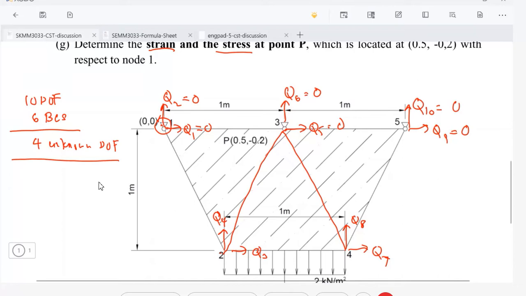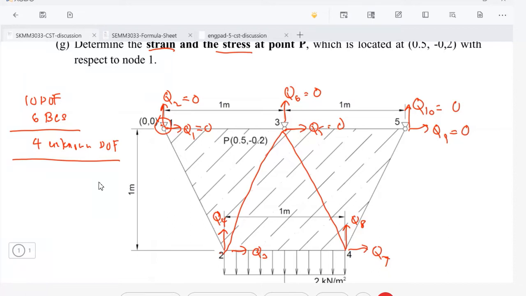Because we have seen this before. We have to take a look at everything here, and we notice that we are left with only 4 unknowns, which is in this case Q3, Q4, Q7, and Q8. So this is a 4 by 4 matrix that we need to solve. But this is not taking the advantage of symmetry.